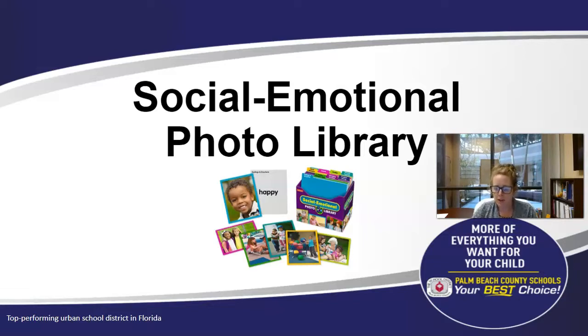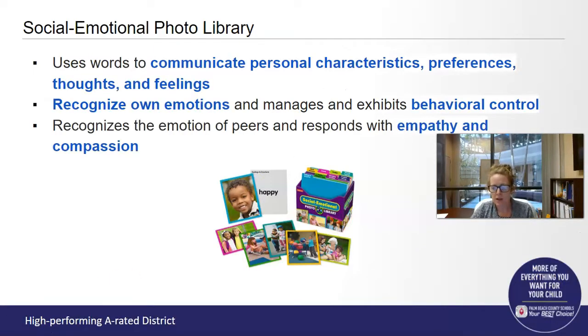Some of the standards that we focus on during the pre-kindergarten year, and hope will continue to grow as children move through elementary school, are social emotional standards. And three in particular are incredibly important. One uses words to communicate personal characteristics, preferences, thoughts, and feelings. Two, recognize own emotions, and manage and exhibit behavioral control. And three, recognize the emotion of peers and respond with empathy and compassion.